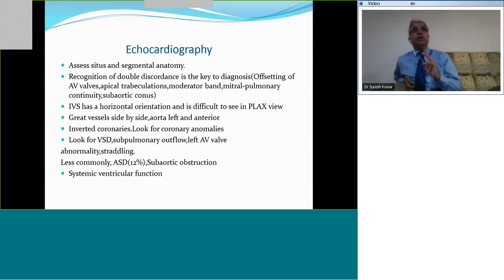You have to look for abnormalities of the coronary arteries, like a single coronary artery. In the days of the double switch, this has become important. Look for a VSD. Are there multiple VSDs? Look at the subpulmonary outflow carefully. Is there any obstruction there? Look at the left AV valve. Is it structurally normal? Is it leaking? Is there a straddling? Minor lesions like atrial septal defect may be there. There could be a subaortic obstruction like a subaortic membrane or a muscular obstruction. And look at the function of the systemic ventricle.